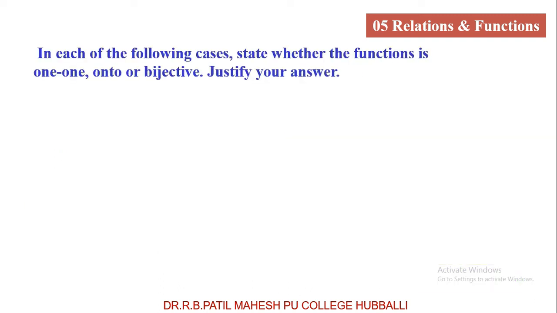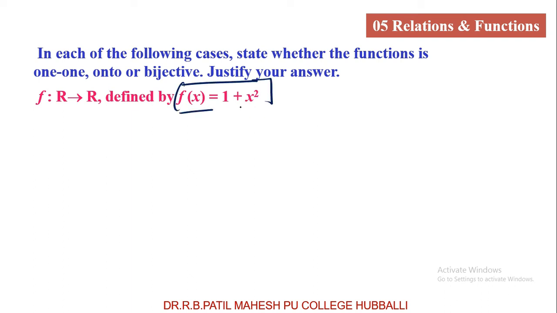In each of the following cases, state whether the function is 1-1, onto or bijective. Justify your answer. See, again the same question, 1-1, onto, but I have to check at the end whether it is bijective or not. Function f from R to R, the set of real numbers to the set of real numbers, defined by f of x equal to 1 plus x square. Dear students, you have a little bit complex function, not too much, a little bit. 1 plus x square. Is this 1-1?